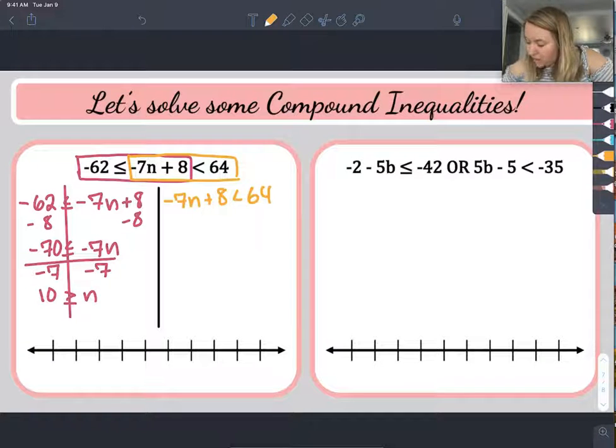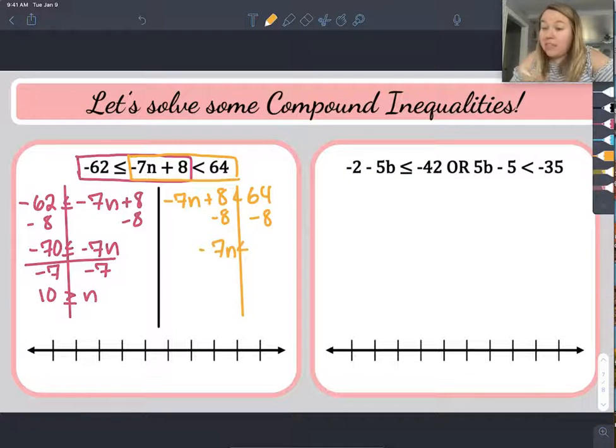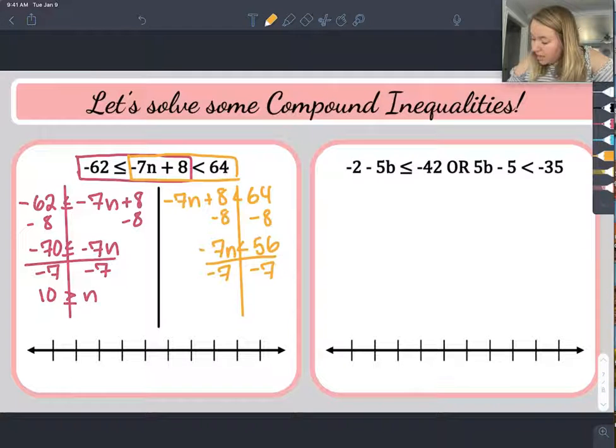First I'm going to draw my line. Now I'm going to subtract 8 on both sides. I'm left with negative 7n is less than, and then 64 minus 8 should give us 56. Then we're going to divide both sides by negative 7. And again, our inequality symbol is going to flip here, and we get the answer negative 8.